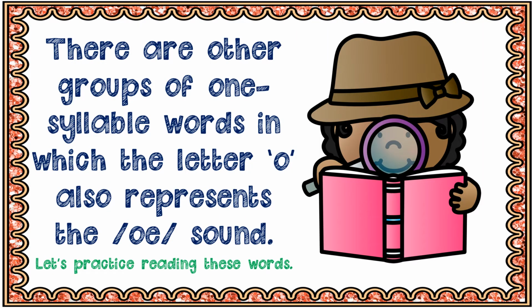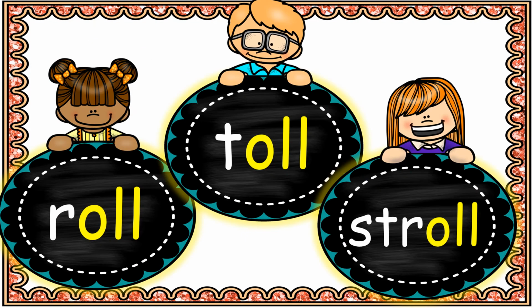There are other groups of one-syllable words in which the letter O also represents the O sound. So sometimes, if it's not an open syllable, there are still other times when the O will not say the short O sound, it will make the long O sound. Okay, now look at the similarities of these. Do you see a pattern? These end in O-L-L. So O-L-D and O-L-L, your O is going to say the long O sound.